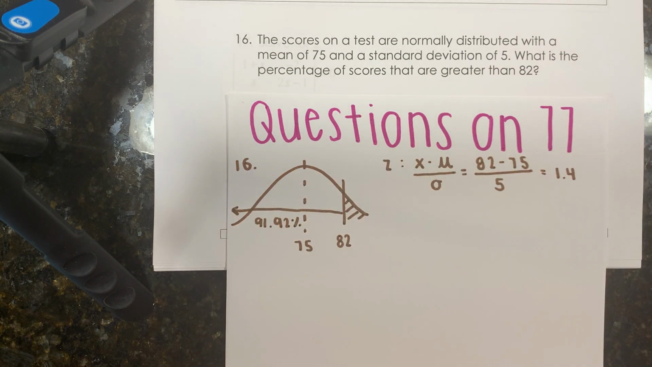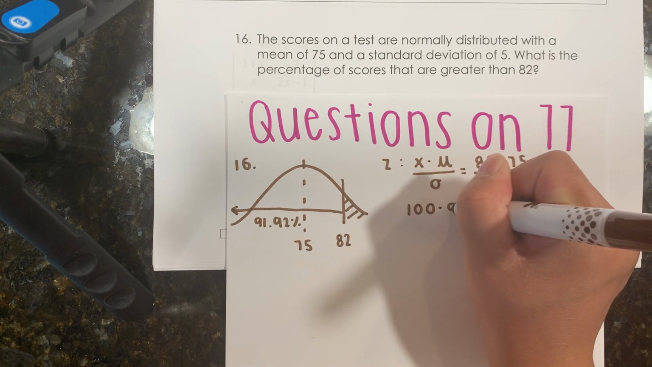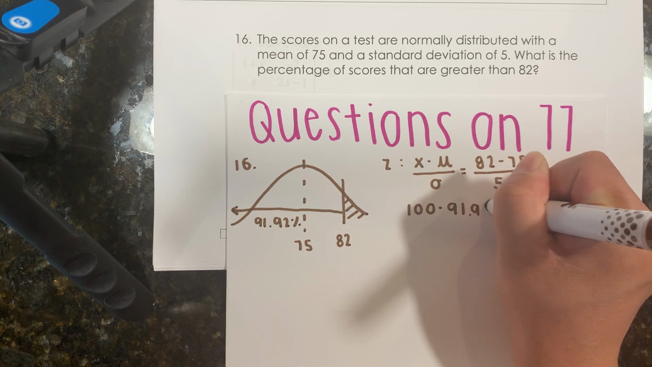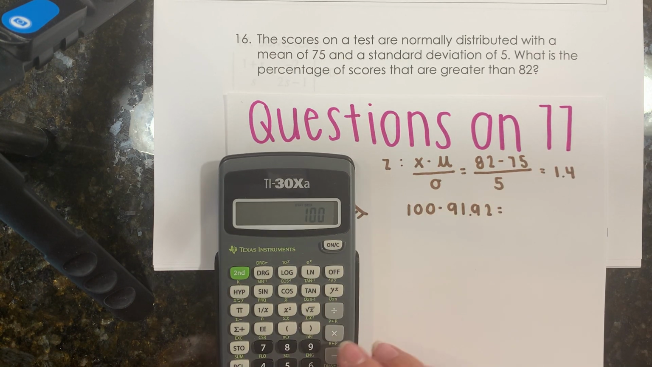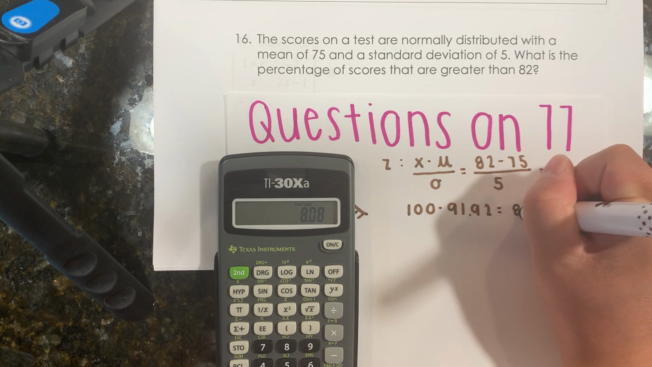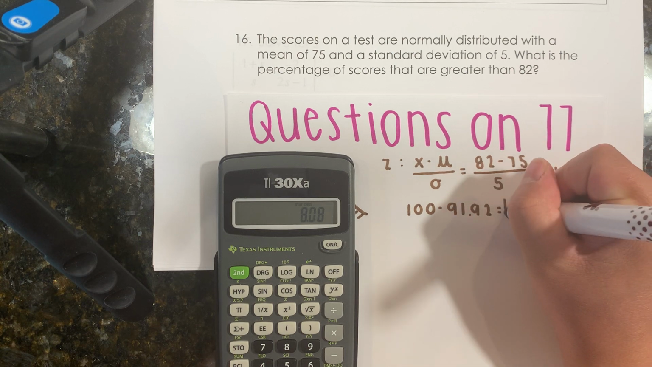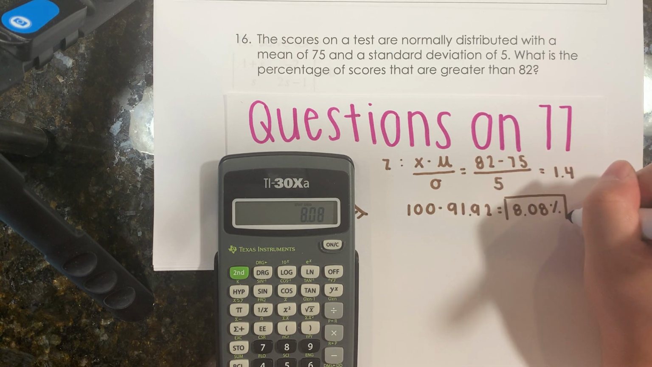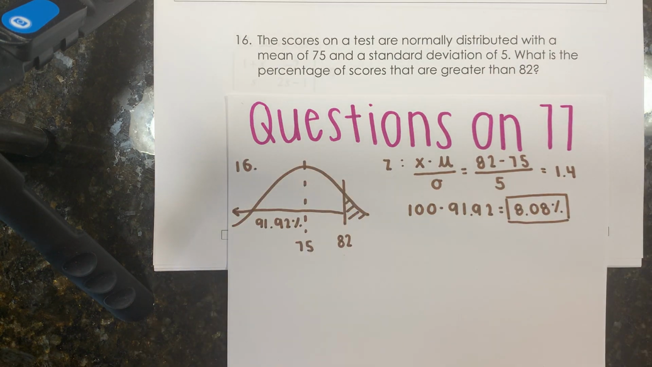That falls below, but I want to find the percentage that's greater than that. So all I need to do is subtract that from 100. So I'm going to do 100 minus 91.92, and that's going to give me 8.08%. And that would be number 16.